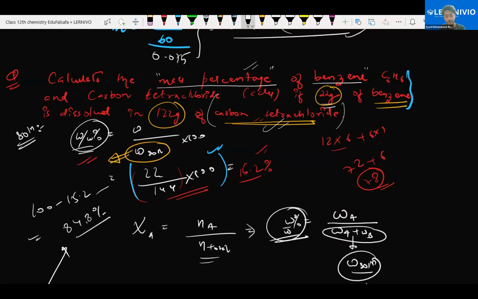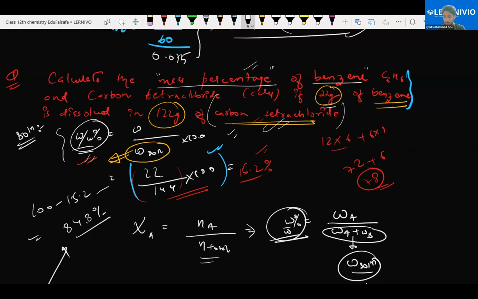And W by W percentage is what? The 22 gram is basically the weight of the benzene. If you are finding it for benzene, it is weight of the benzene divided by weight of the solution multiplied by 100. This is the basic formula, or we can say the basic definition, of W by W percentage. So we are more concerned about the weights in this concentration term.